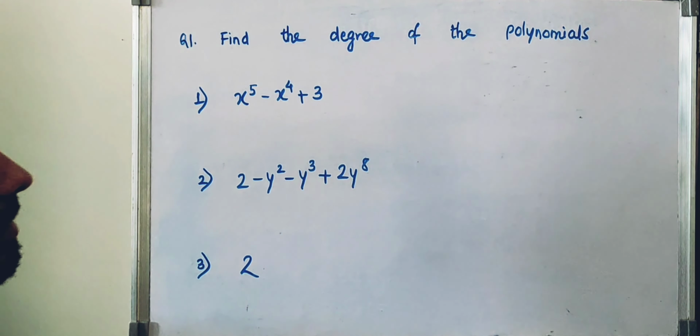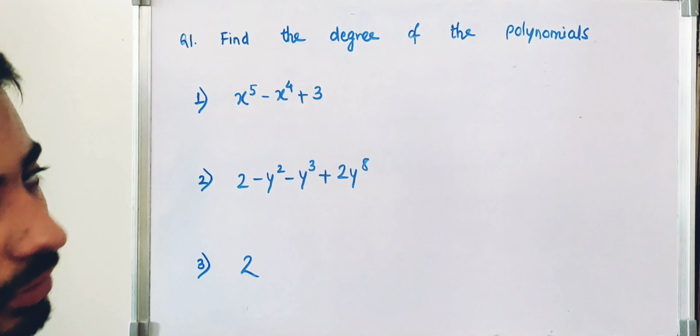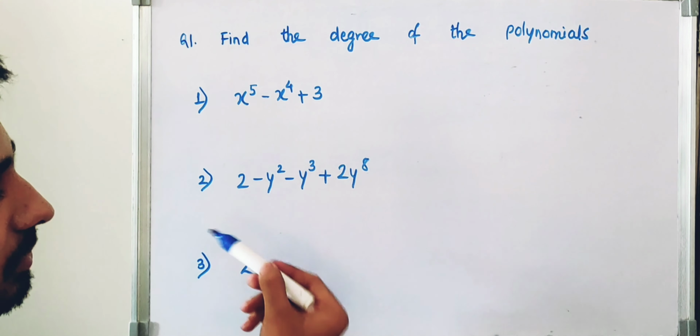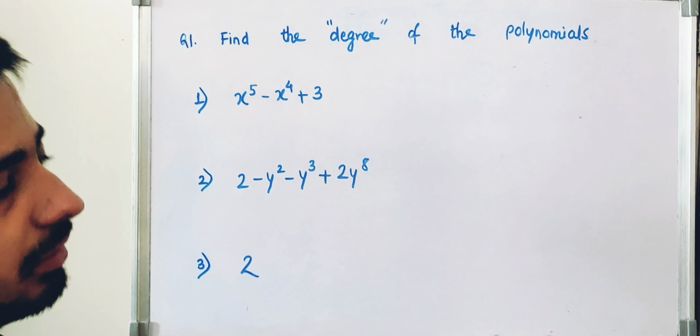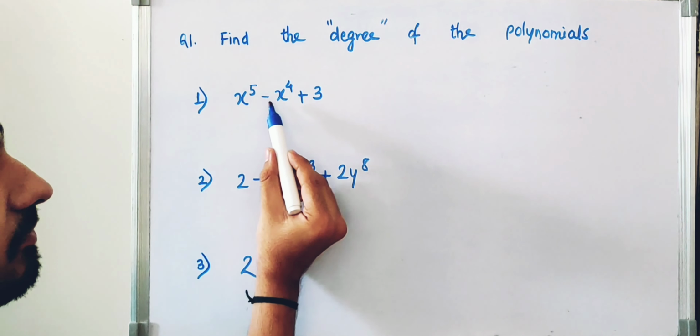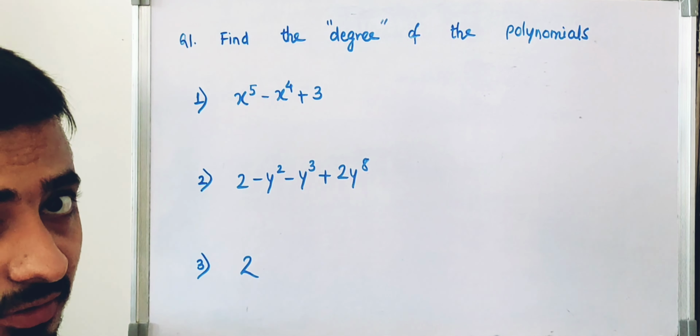Now let us see one example. Find the degree of the polynomials. Okay, we have 3 questions: 1, 2, 3. We are going to start. What do we have to find out? We have to find out the degree. x to the power 5 minus x to the power 4 plus 3.